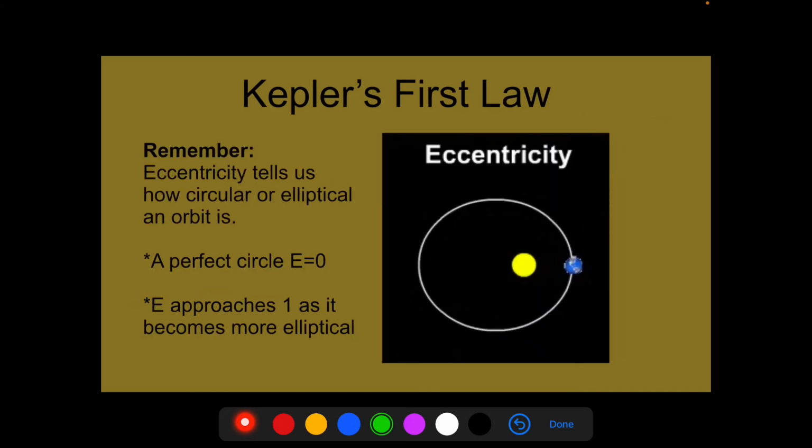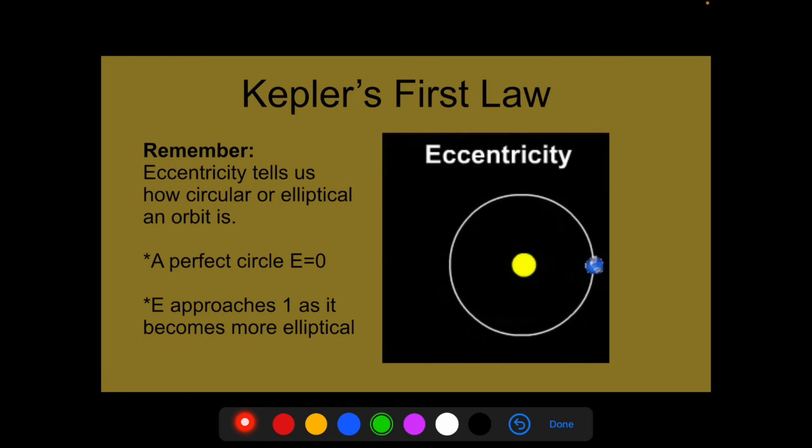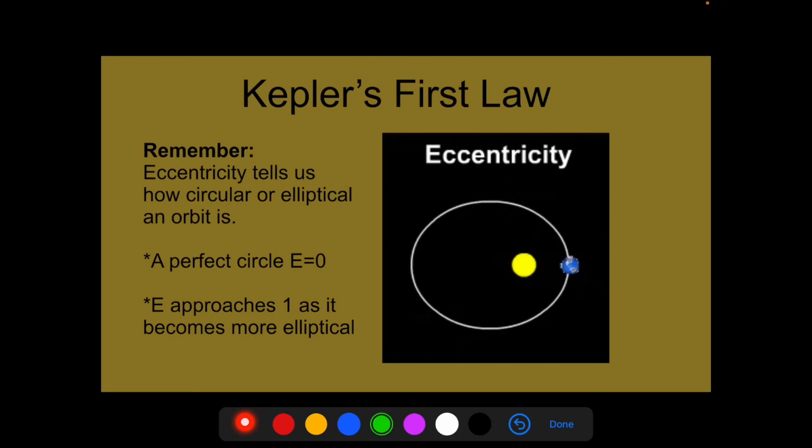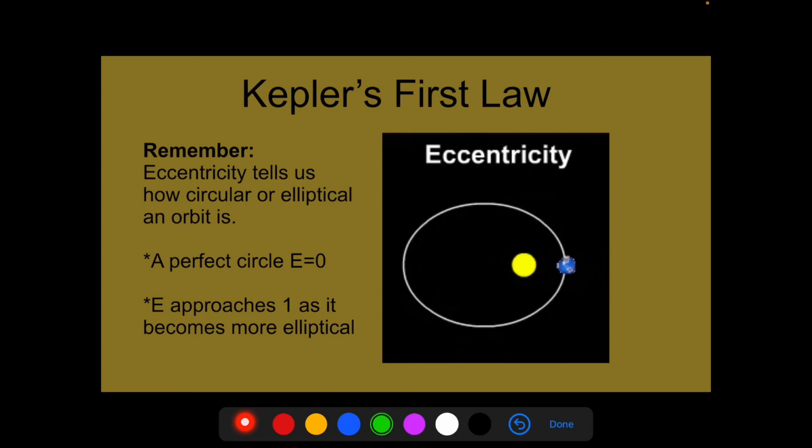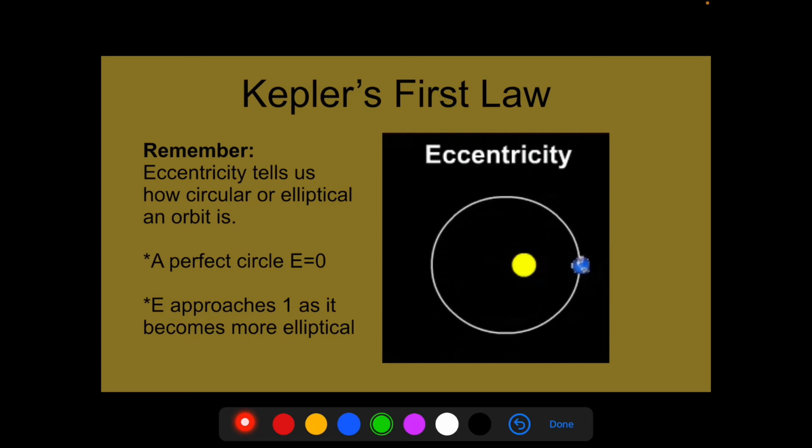I love this GIF. We've seen this before. It goes from supercircular to elliptical and shows you how those orbits look different. Remember, a perfect circle is 0, and as it approaches 1, it becomes more elliptical. That's like the 8th time I've said that, so it's probably something that's going to be important for you to understand.